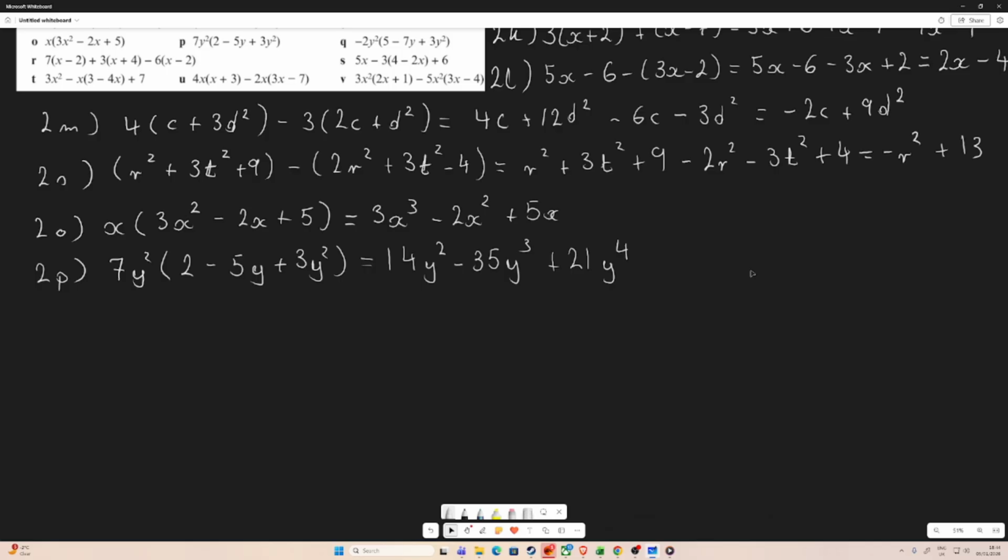Let's carry on to cube. I have negative 2y squared into 5 minus 7y plus 3y squared. That is negative 10y squared plus 14y cubed minus 6y to the 4th.